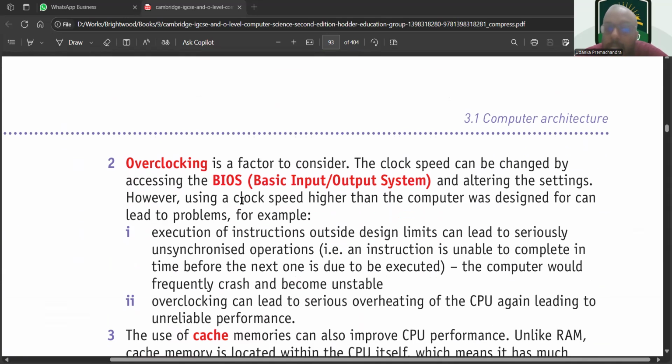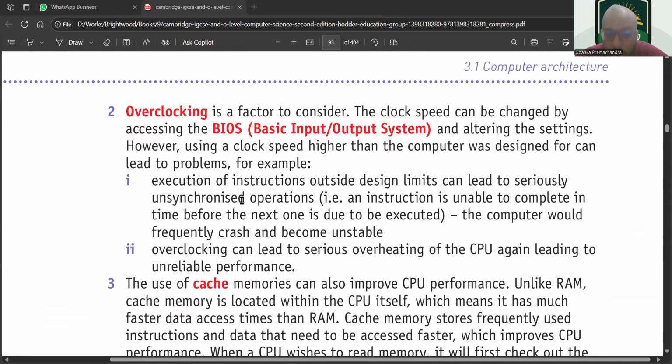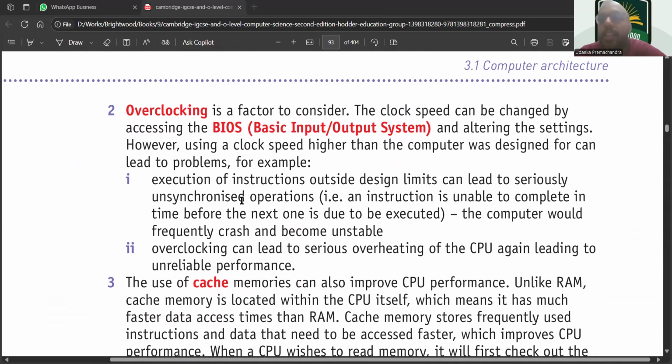And the next thing is the BIOS. This is very important. We are writing now. Yes. Yeah, these are important. That's why we are writing there.